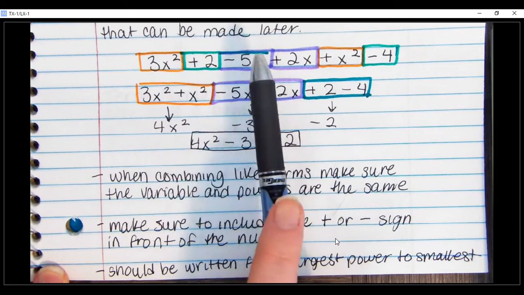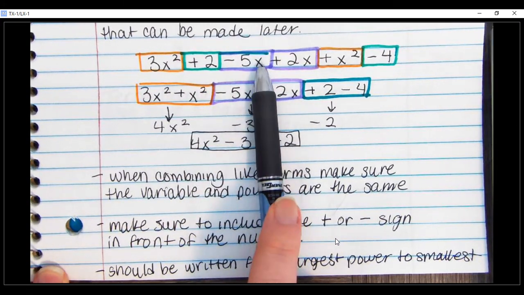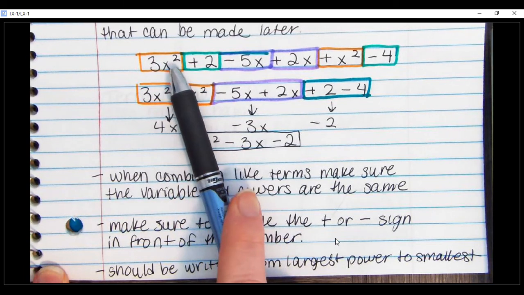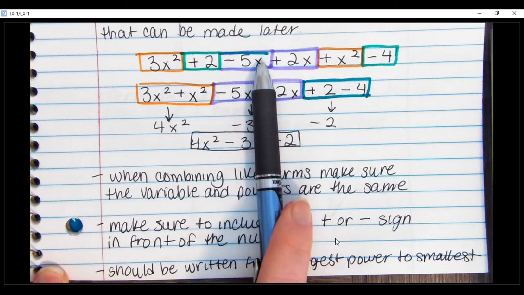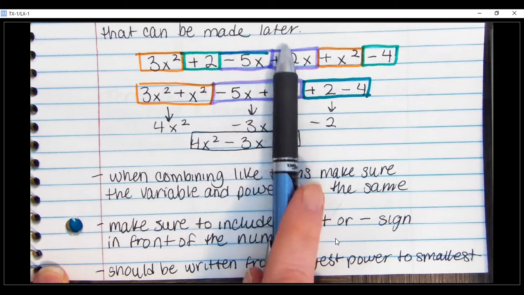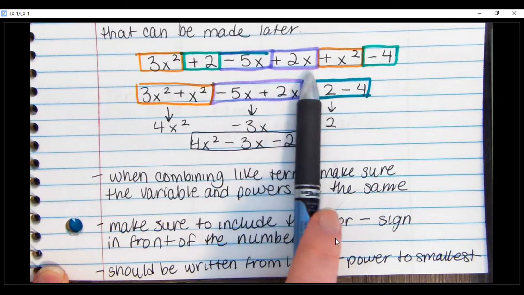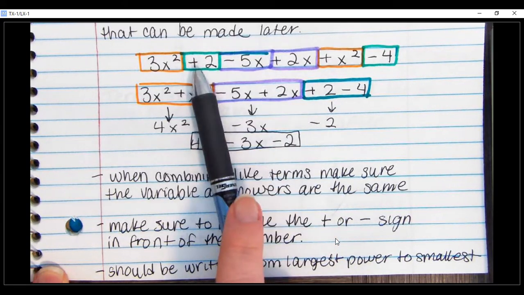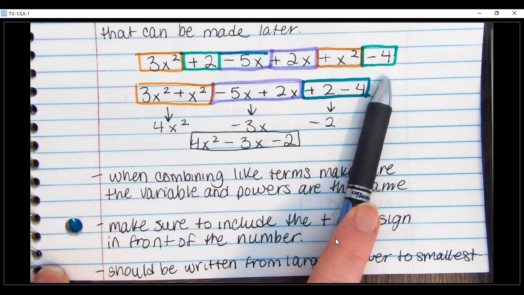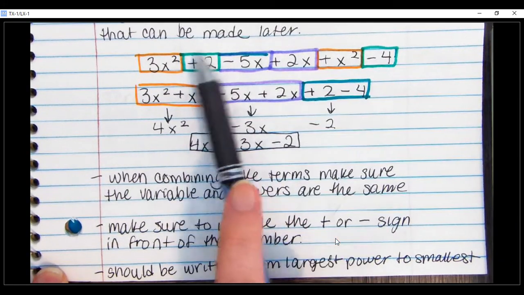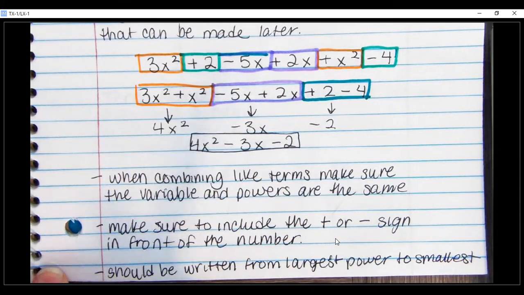This cannot combine with negative 5x because negative 5x does not have the same exponent as 5x. So negative 5x is its own color along with positive 2x. And then our plus 2 and minus 4 is another color because those two numbers do not have variables at all. Therefore, they can combine.